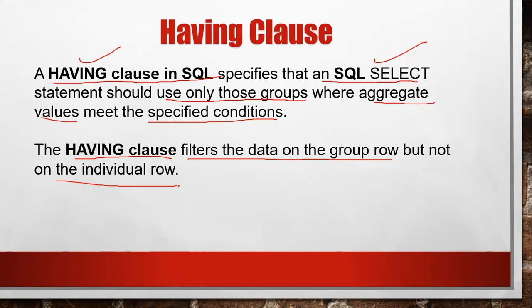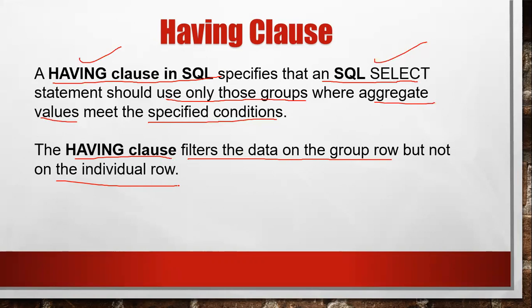Like where clause can be used, that where can be applied on the individual record, but having clause is used only on the groups, right? So these are the basic points related to the group by clause as well as the having clause, right?